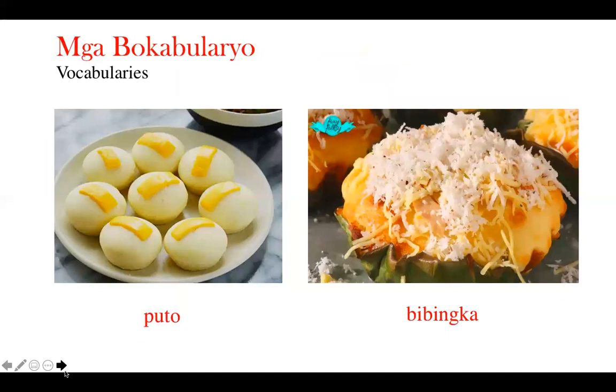Okay. Time is it? For Pinoys, 3 p.m. is snack time. So here are some vocabularies that maybe you can use when you have a friend who's coming over, okay, or a friend who's visiting you. We have puto and bibingka. Have you tried this?